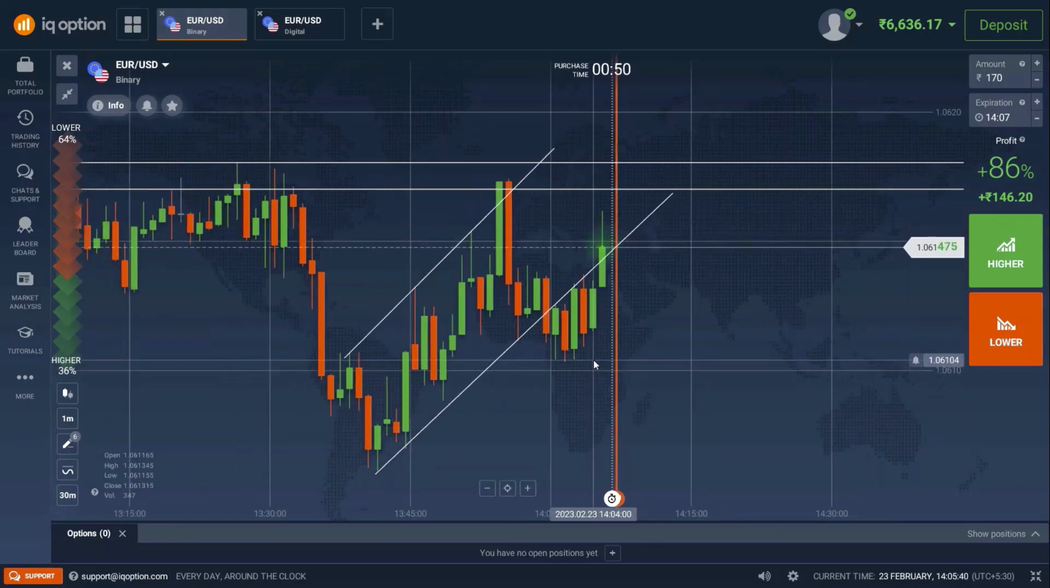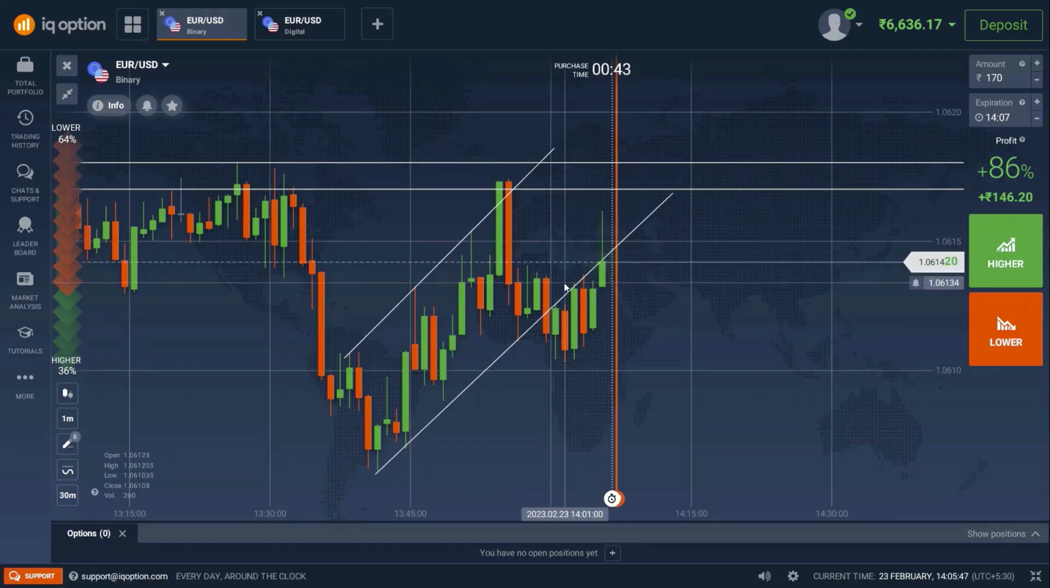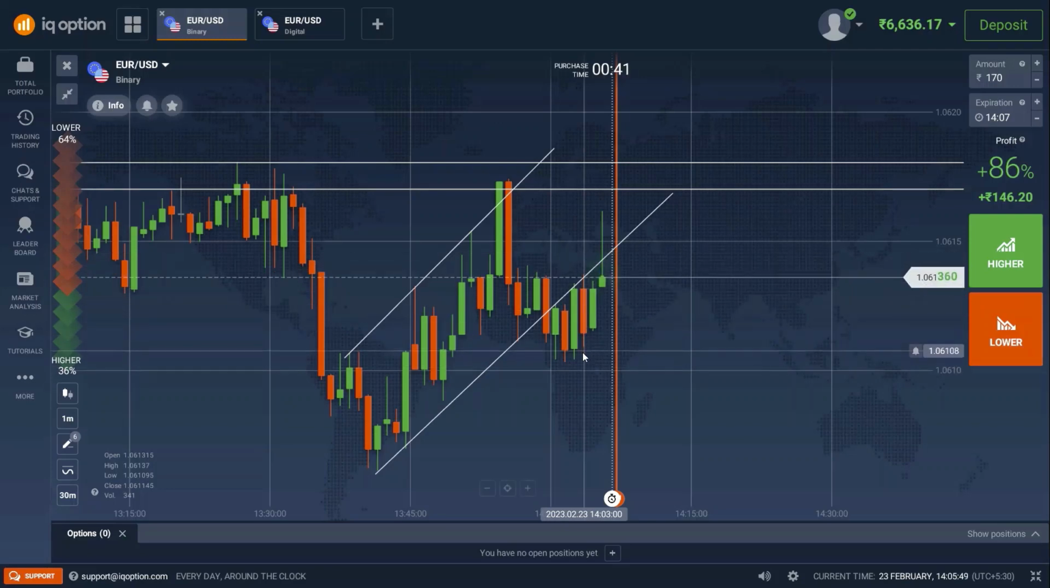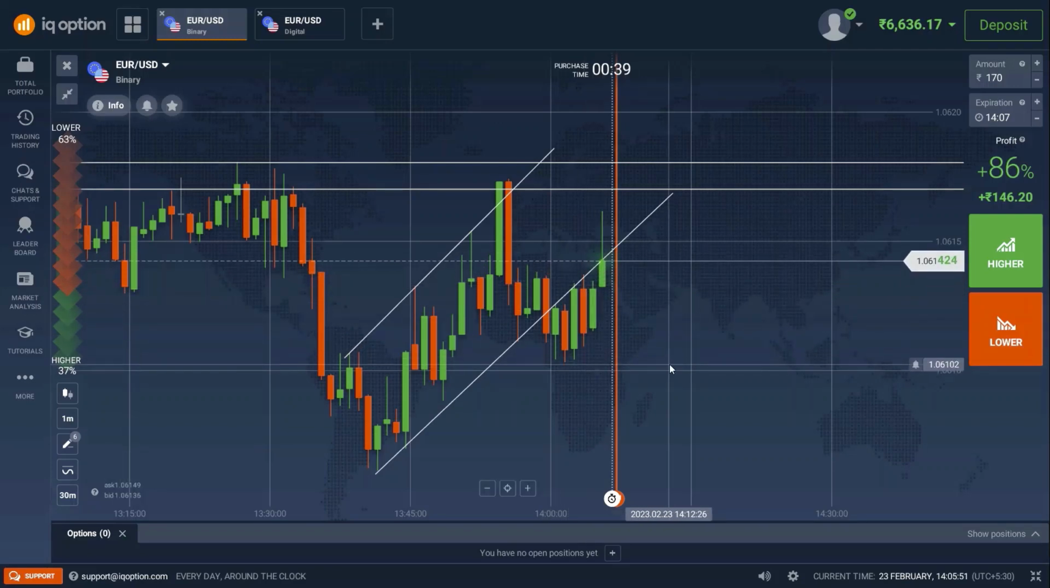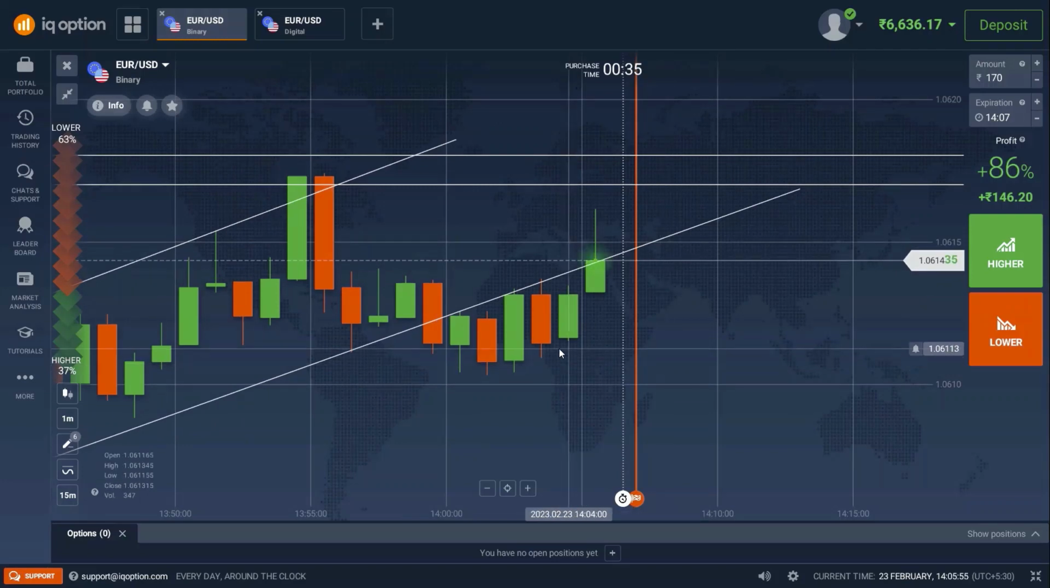The buyers were active. As you can see, there was quite good support from this level, so the market started ranging between these two areas, and that is it, guys, for the 5-minute trade.